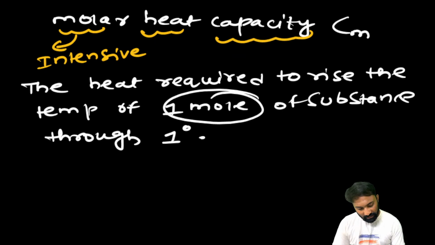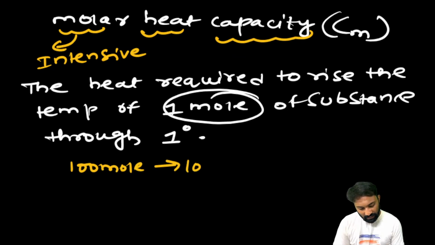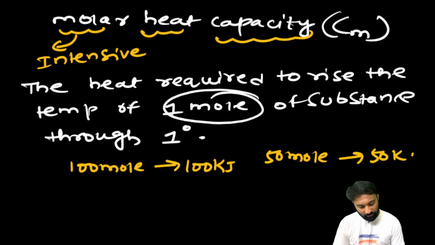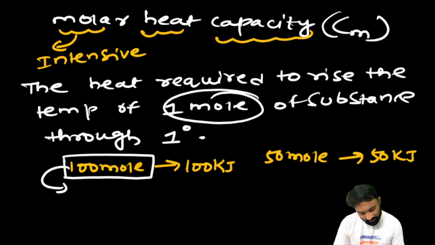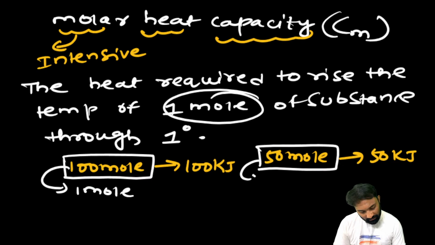This molar heat capacity, let's suppose, listen. If I take 100 moles of the substance, I require 100 kilojoules of energy. If I take 50 moles of the substance, I require 50 kilojoules of energy. Now for the 100 moles 100 kilojoules, for the 50 moles 50 kilojoules, means from the 100 moles I will take only 1 mole. From the 50 moles I will take 1 mole. Then in both cases I require the heat, it is 10 kilojoules only.